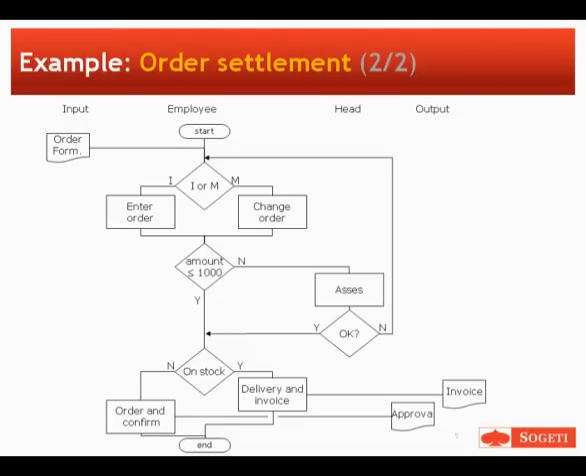Here we see the procedure diagram of the order settlement process. Without going into the various subsequent process steps, we can see that there are 2 people or roles involved in the process, the employee and the head of the department. There is also a possible loop in the process.